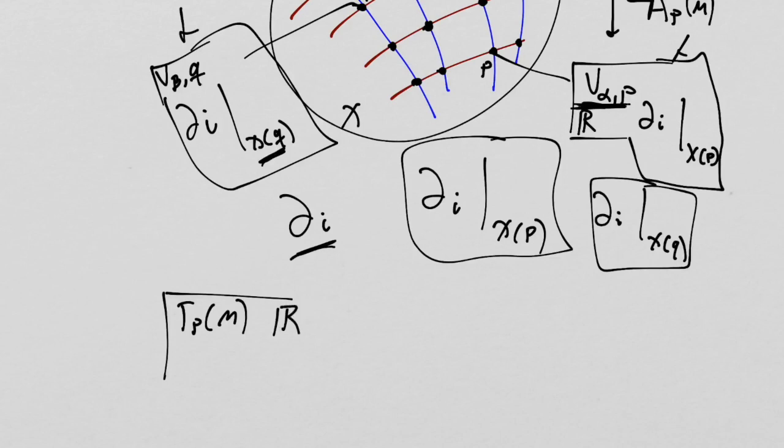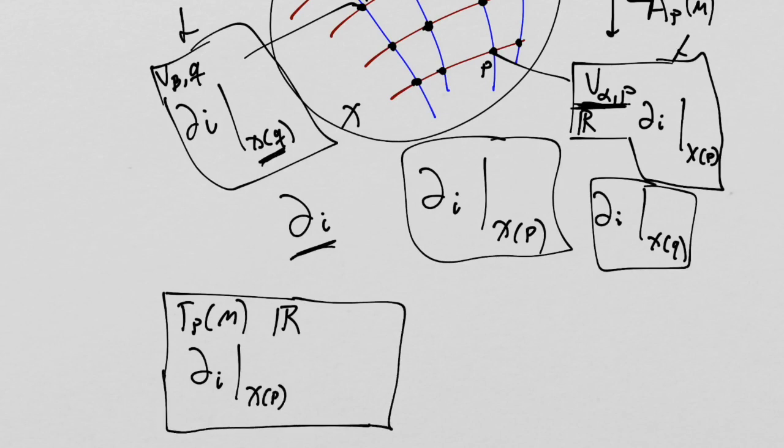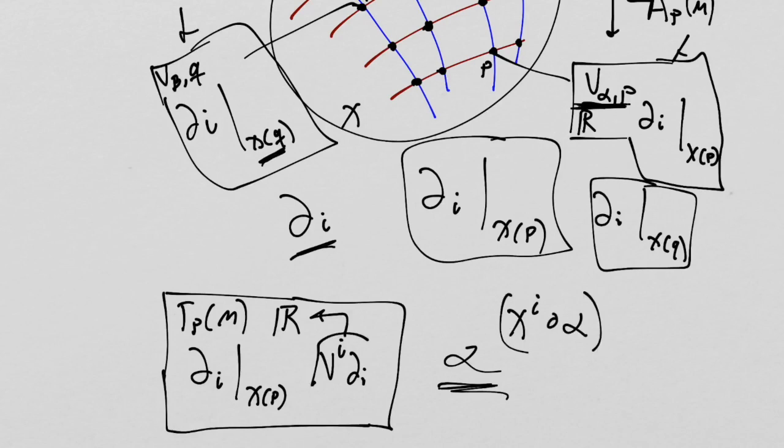We say it's a real vector space. The basis vectors are partial i, and why don't we just go for evaluated at x of p? Let's just be real complete about it, right? And every vector can be written as v^i partial i, where v^i is a real number, right? That's all you need. All the stories about curves just kind of go away, right? Because vector spaces are so simple, right?